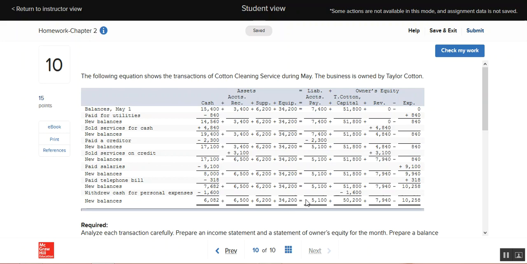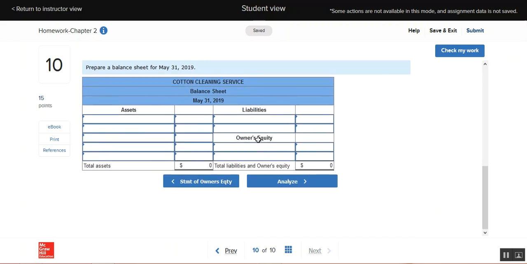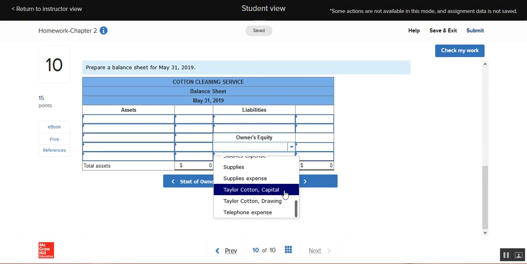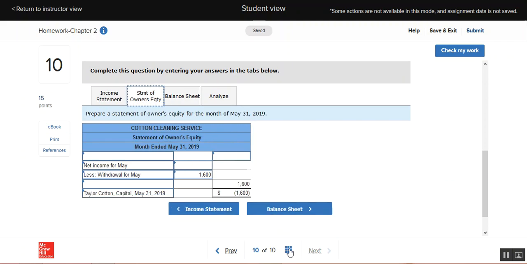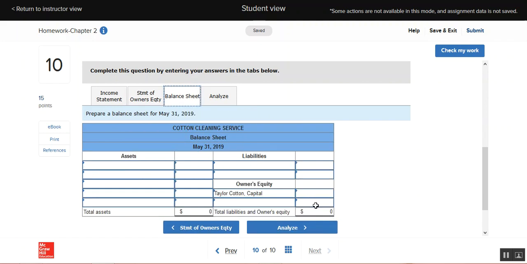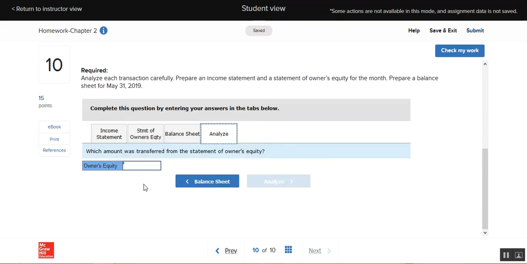When you do your liabilities, you have one liability, so that one's pretty easy. You're going to put in your accounts payable and your column total. When you get to the owner's equity part, you should have Taylor Cotton Capital, and the amount that goes with that is not on the chart. It actually ties to the statement of owner's equity. So if we had finished this, T Cotton Capital for May 31st would be here, and we would take this amount, put it over here in our balance sheet. And once you do that, the amount here for total assets should be the amount for total liabilities and equity. And then it says which amount was transferred from the statement of owner's equity. Well, it's that amount that you just put over there.